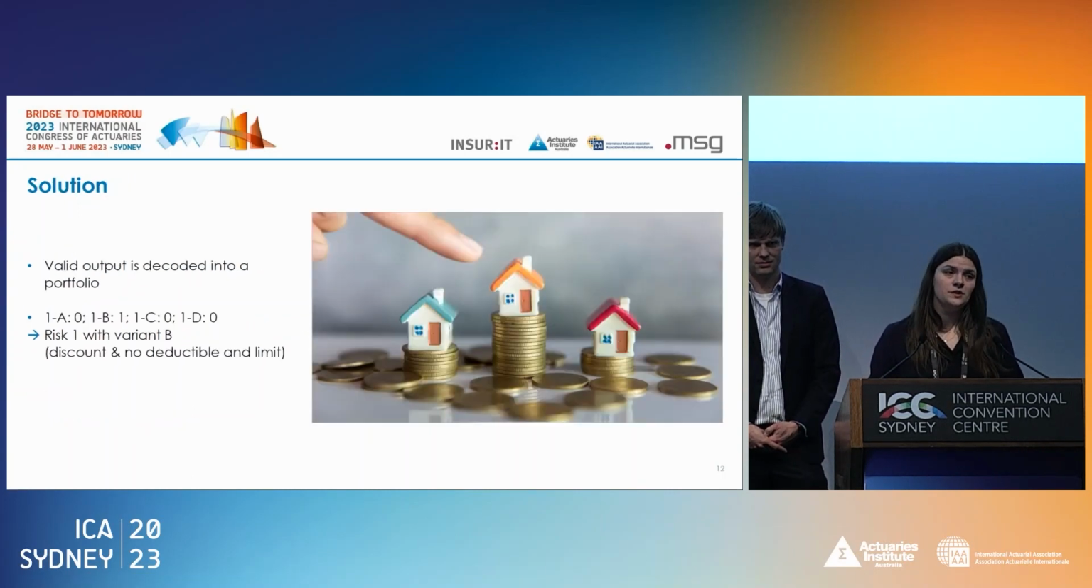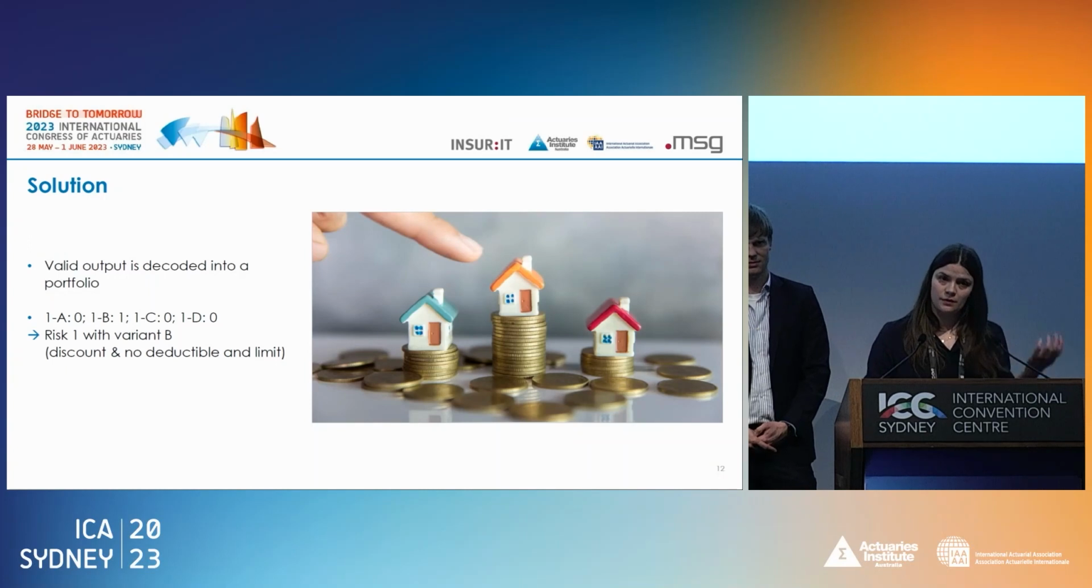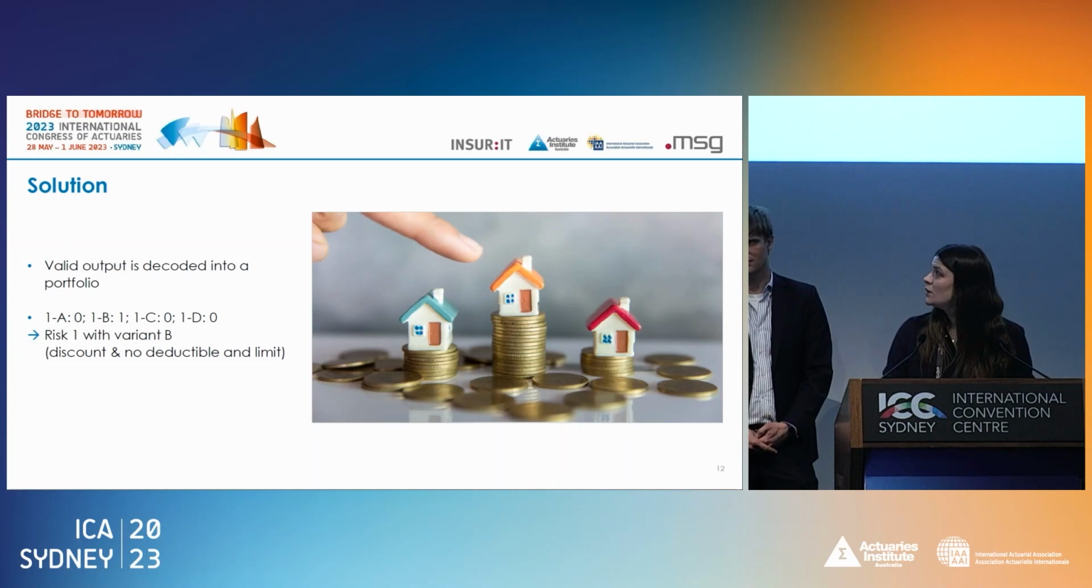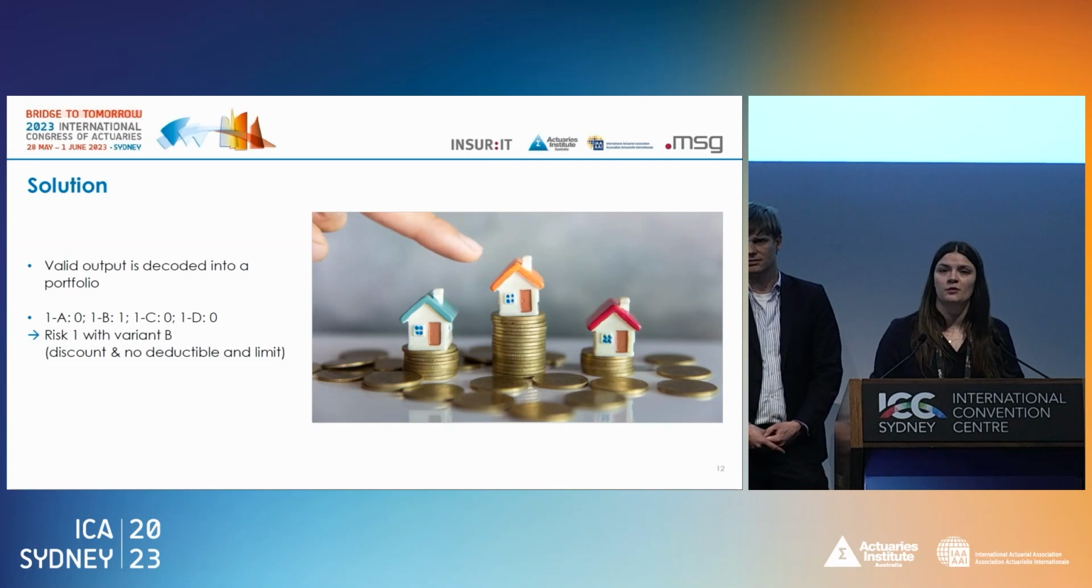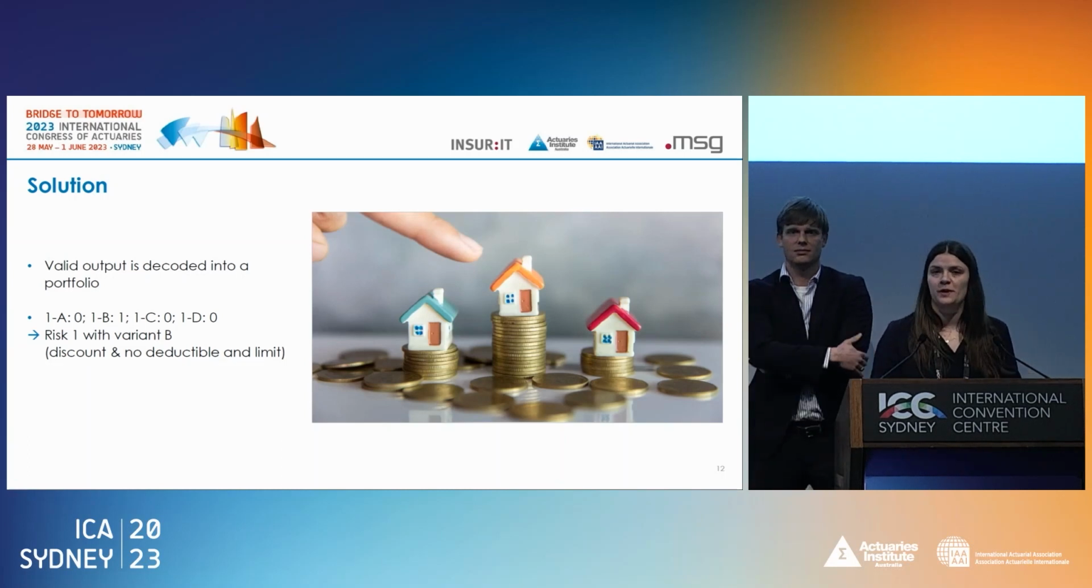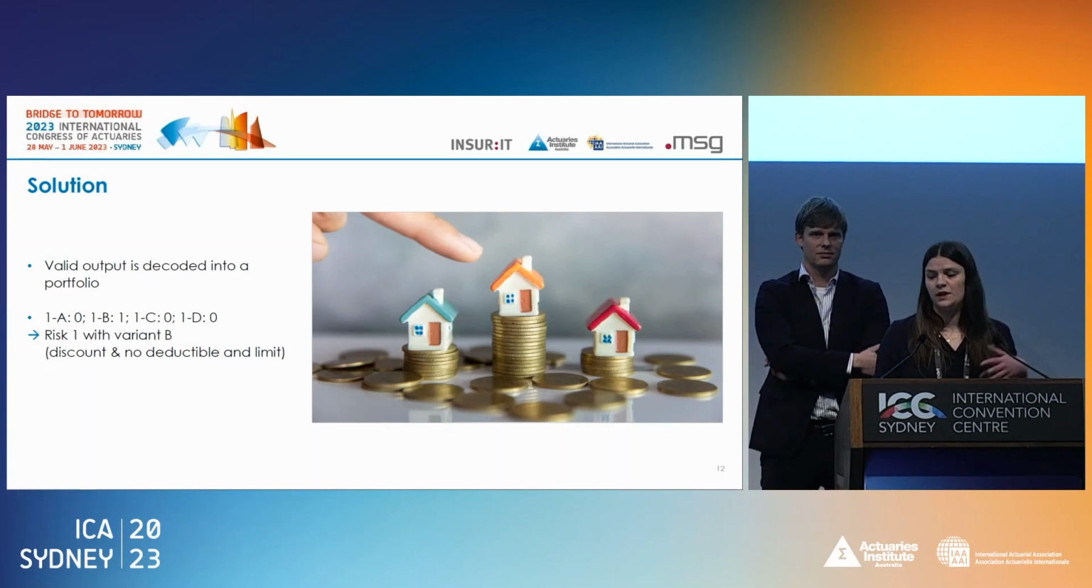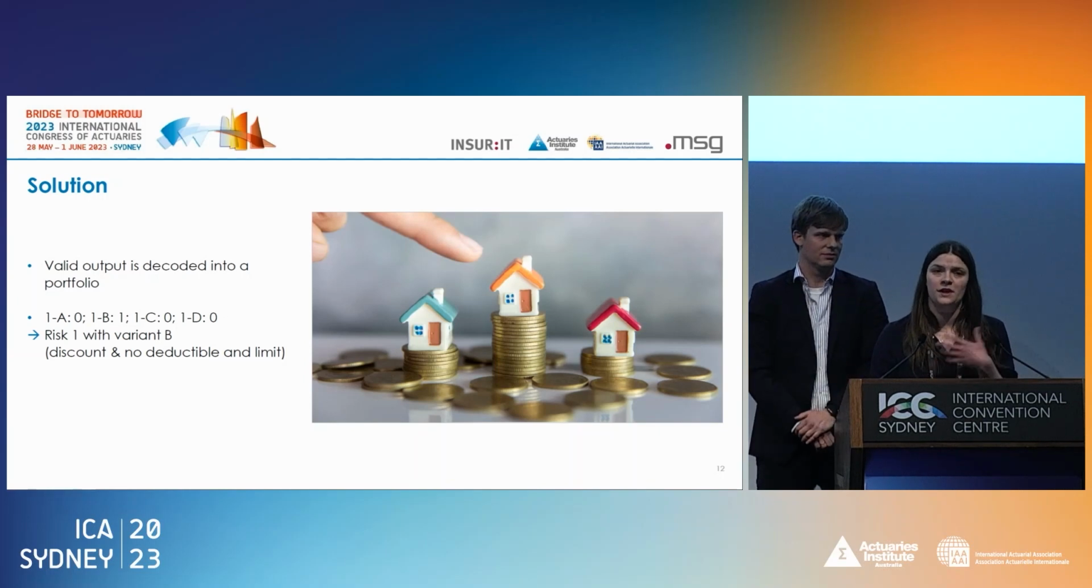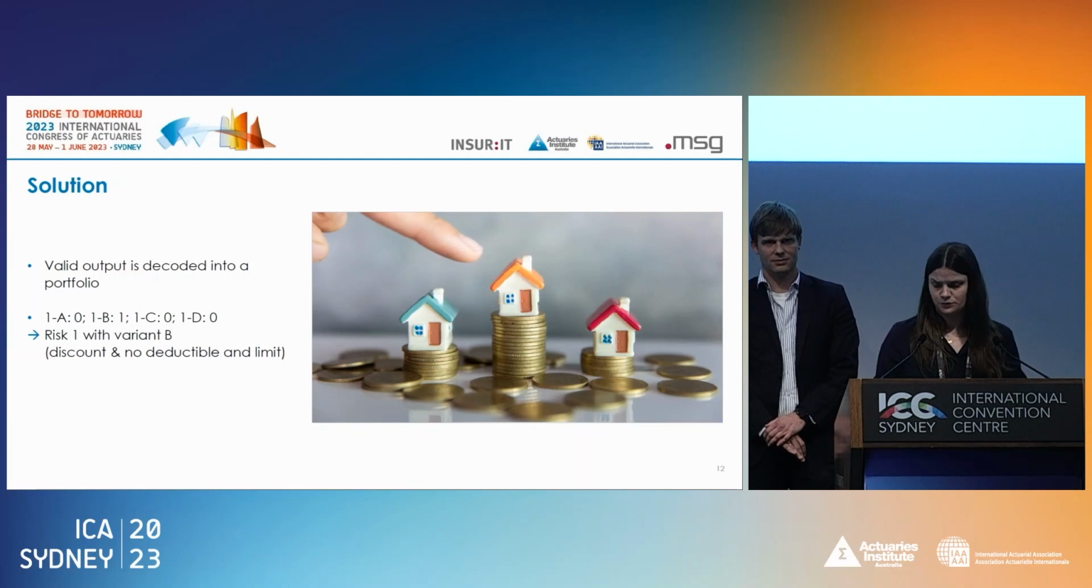Our valid solutions are then decoded to a portfolio. That means in our example, we have again 1B selected, indicated by the 1 next to the 1B. And we transfer it back to, what does it mean? 1B is risk 1 with variant B, and B was discount and no deductible and limit.